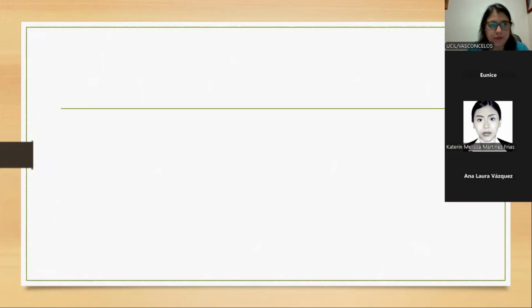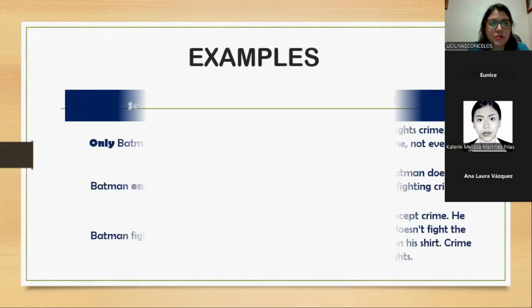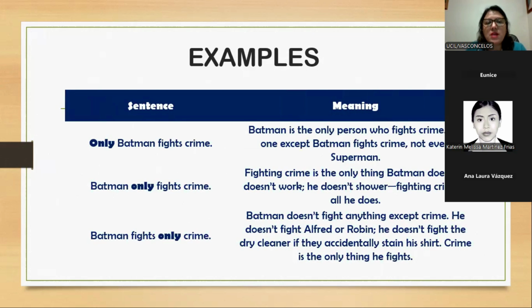Okay, so let's move on to the next part. Here I have some examples. We have the sentence and we have the meaning. This is more related to lexical aspect and functional aspect, which we are going to check later. The sentences are: Only Batman fights crime, Batman only fights crime, and Batman fights only crime. These three sentences apparently are the same, but each word placement gives different interpretations or meaning.